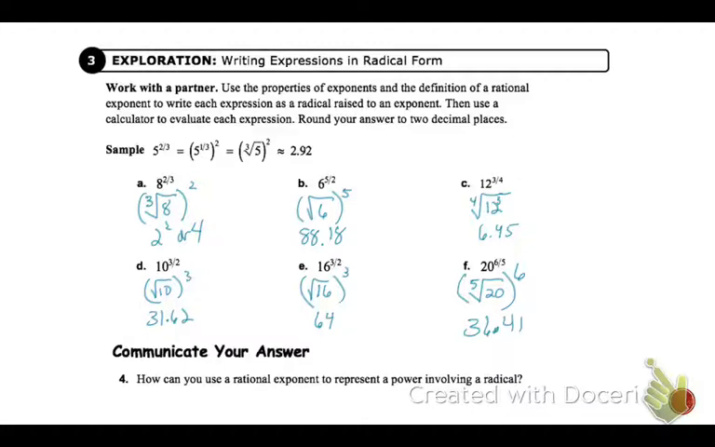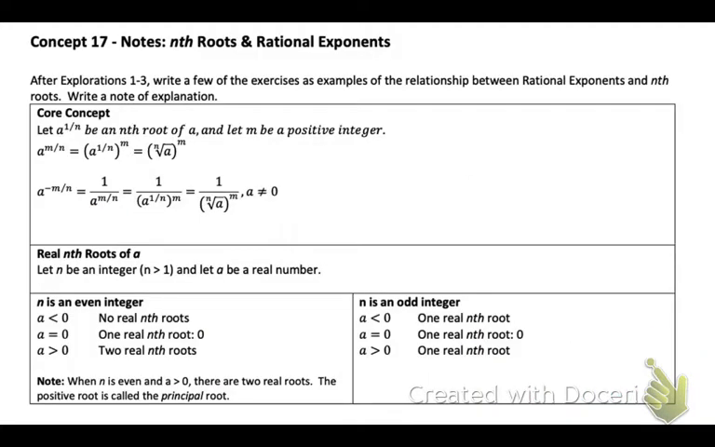So the question is, how can you use a rational exponent to represent a power involving a radical? So just as I wrote those, the top number in your rational exponent, the numerator, is the power, and then the denominator is the root. So you can rewrite them as a root raised to a power. And remember, the power can either go inside or outside the radical. Now let's jump into the notes.